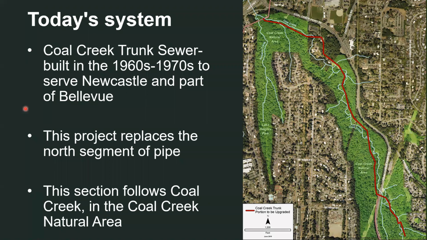So what we see on this picture here is the north segment of the Coal Creek trunk. There's a south segment of the trunk as well. That segment is not under the same capacity constraints as the north segment, and this project will not be upgrading that section. We're going to be focusing on the northern segment.